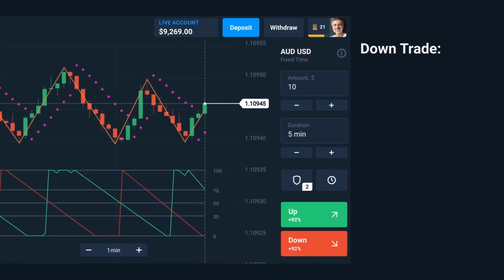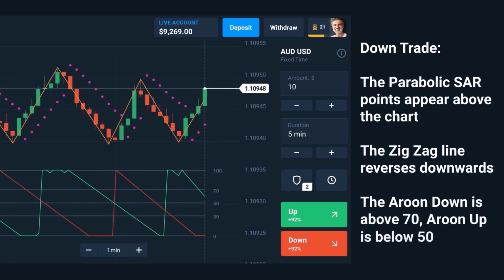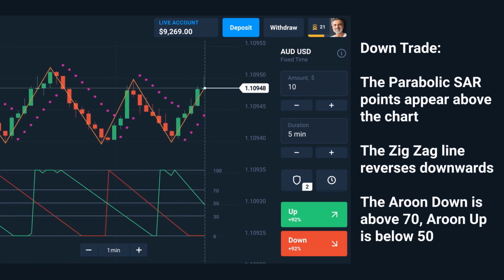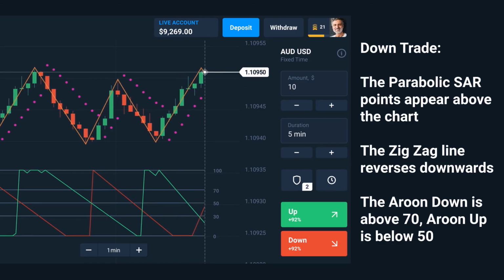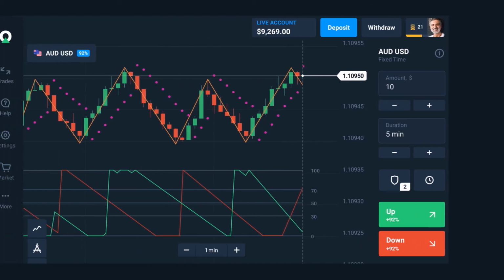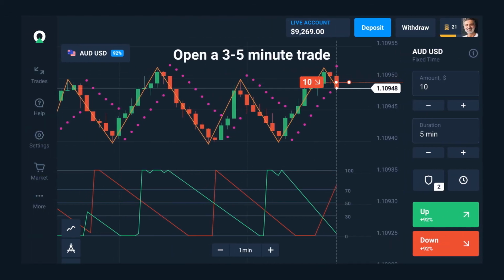Wait for the parabolic points to appear above the price chart, the zigzag line to reverse downwards, the Olymp down line to appear above the 70 marker, and the Olymp up line to appear below the 50 marker to open a down trade. Open a 3 to 5 minute trade.